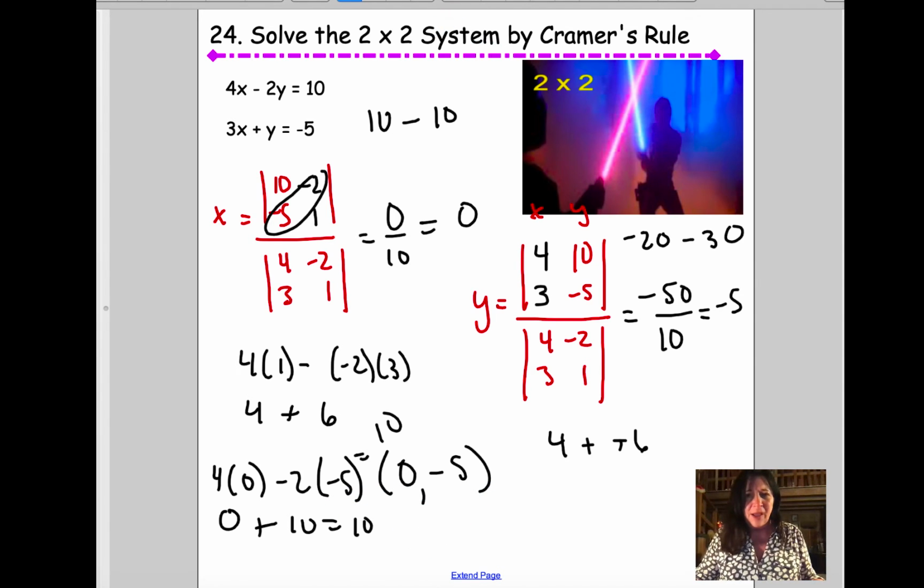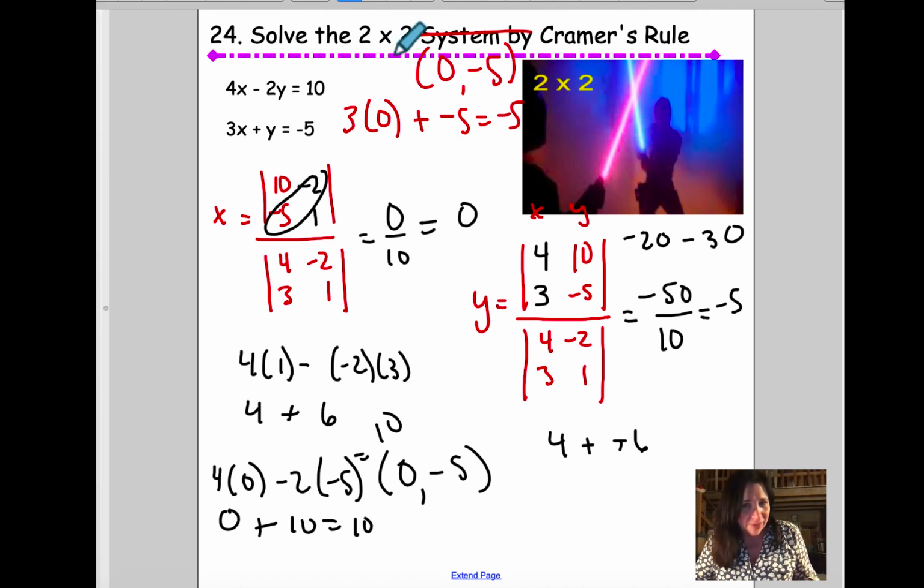But I'm very distrustful, actually, I don't trust anybody. Well, maybe a few people, but anyway, I would do it again just for fun. What's the harm? 3 times 0 plus y. What's y? Y is negative 5. Does that equal negative 5? Yes, we have the right answer. So therefore, 0, negative 5, that's my answer. Check. We checked it twice.